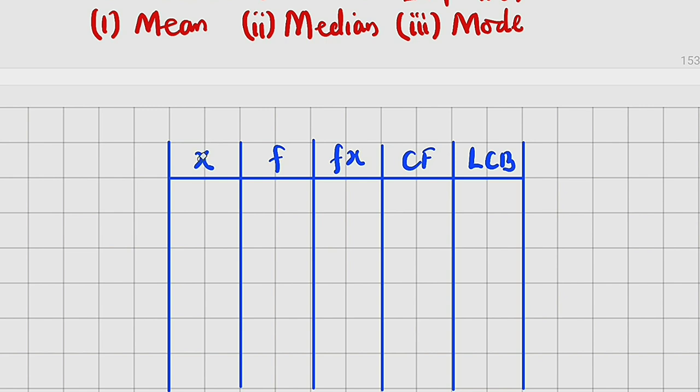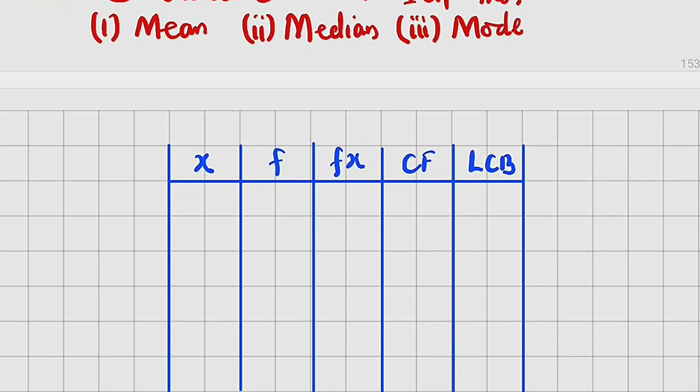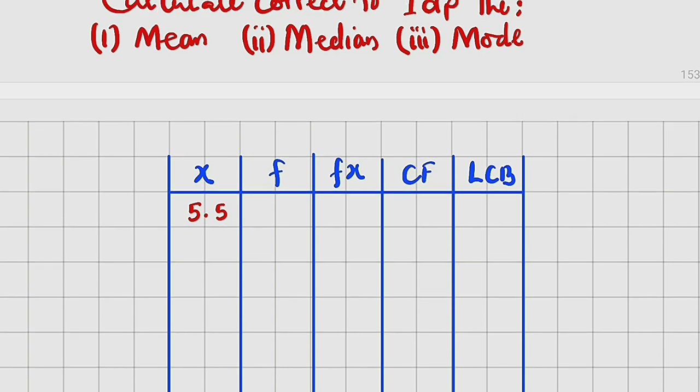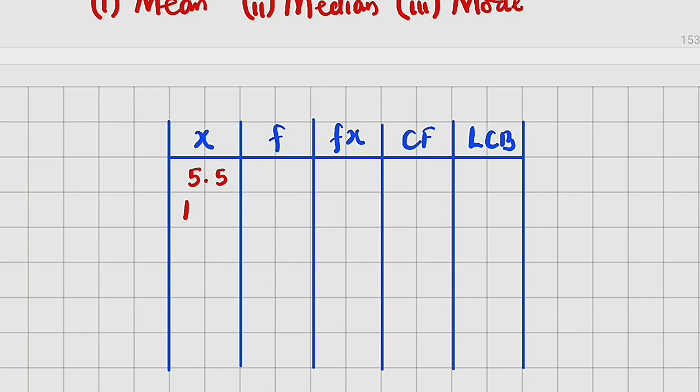All right, let's start with this first one, x. To find x, we have to take the average of every single class limit. Let's start with the first class limit, 1 to 10. The average will be 1 plus 10 divided by 2. 1 plus 10 is 11, and 11 divided by 2 will give us 5.5. So we write 5.5. The next one will be 11 plus 20, which is going to give us 31, and 31 divided by 2 will give us 15.5. So we have 15.5.